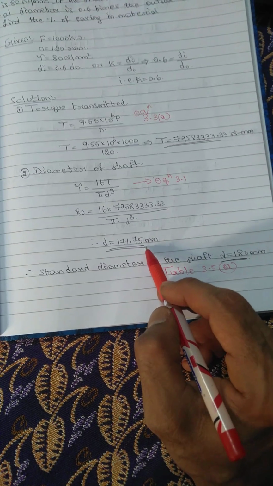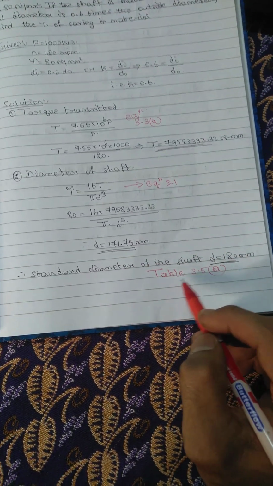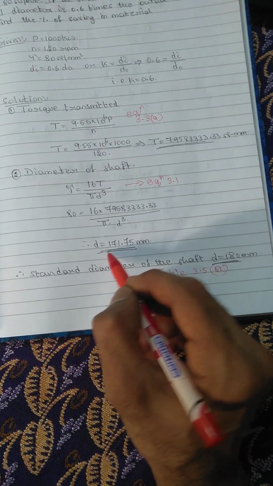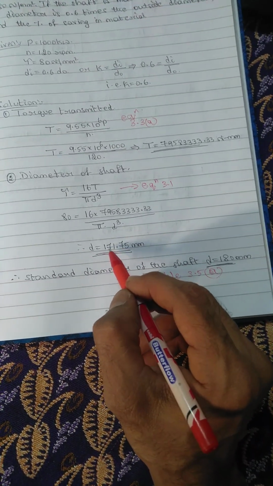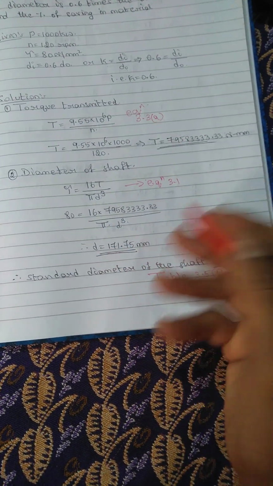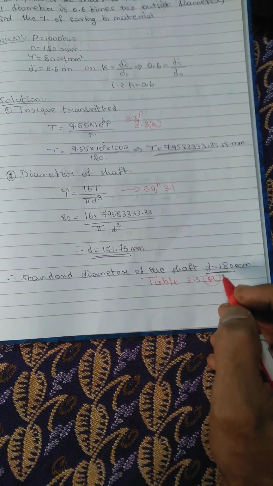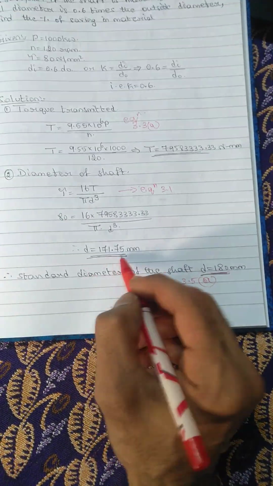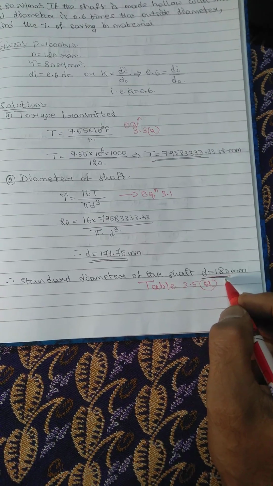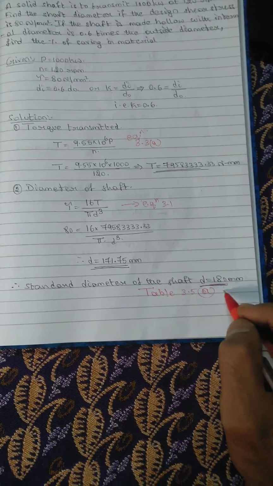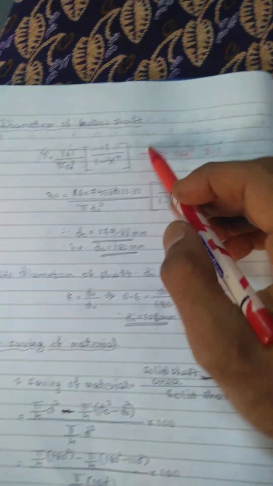The standard diameter of the shaft is given in the data handbook, table number 3.5a. This is the calculated diameter, so you cannot consider the diameter just as a full number like 172. You can consider it, but when the data handbook provides the standard diameter, you have to consider that one. It is not wrong if you consider otherwise, but the answers are given in terms of standard diameter, so try to use this. This is very mandatory.